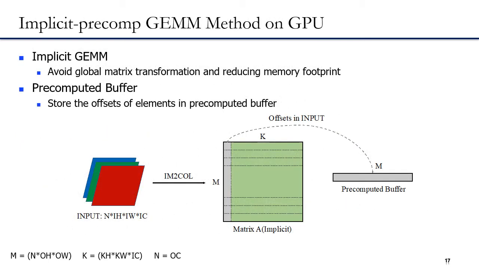We use implicit precompute GEMM method on GPU. The traditional explicit image-to-column method performs global matrix transformation, but the implicit GEMM method performs the local conversion in each thread block, reducing memory footprint. Furthermore, we use a precomputed buffer to store the offsets of elements of a matrix A, which can reduce the overhead of computing index. For a specific shape, the offset calculations only need to be done once and can be regarded as the pre-processing of the kernel.